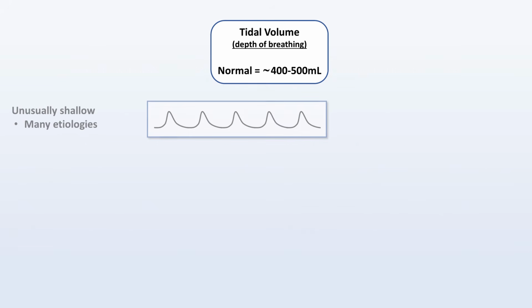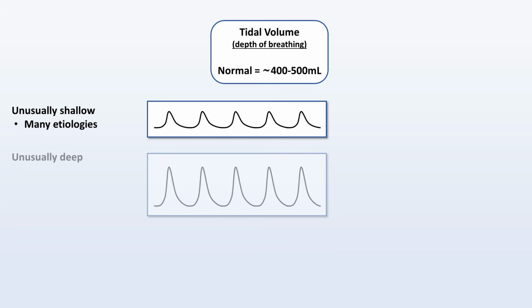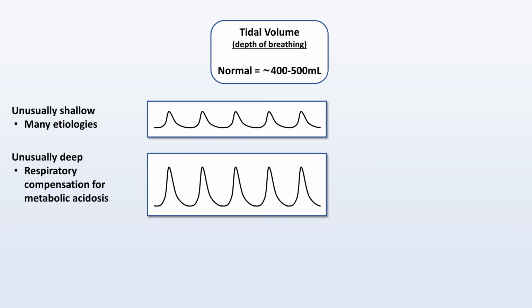Breaths can be unusually shallow, which can be seen in many chronic and acute diseases, both of the lungs themselves, as well as the more general respiratory apparatus, such as neuromuscular disease. Unusually deep breaths are less common. While this can occur in primary pulmonary disorders, it is more classically a characteristic of respiratory compensation for the metabolic acidosis seen in an acute metabolic complication of diabetes called diabetic ketoacidosis. This phenomenon is known as Kussmaul respirations.